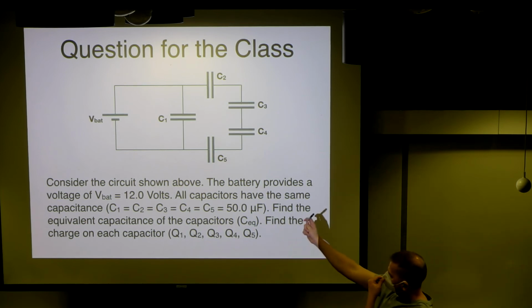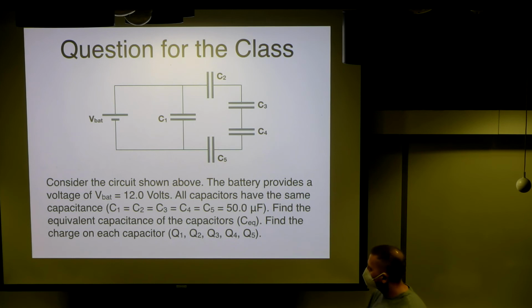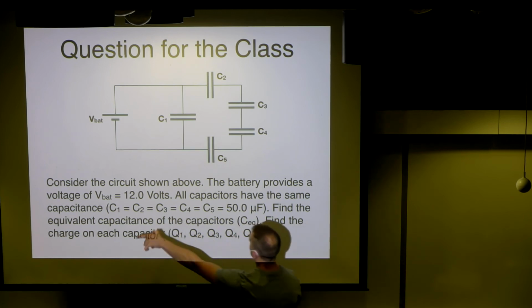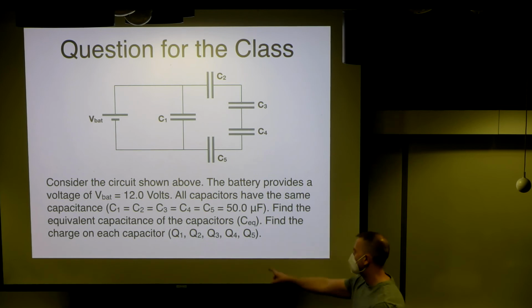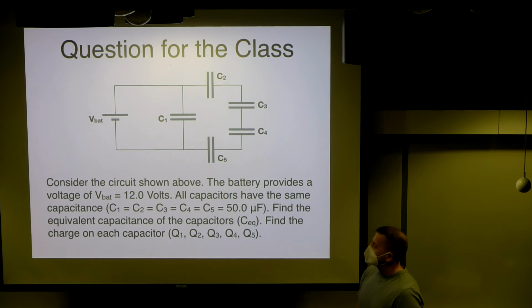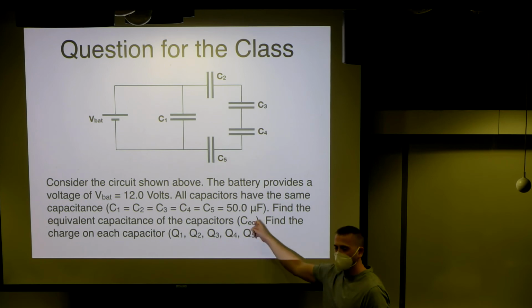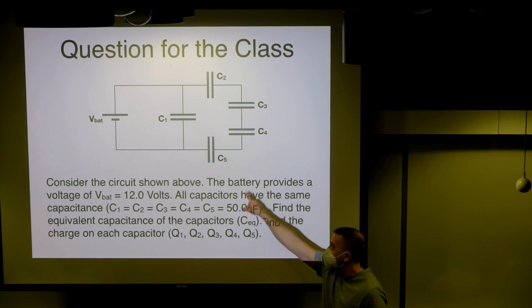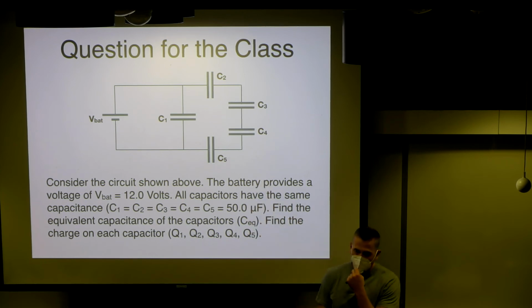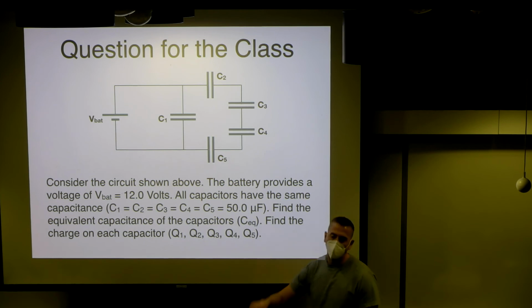Here we have a battery that provides a voltage of 12 volts to our circuit. All the capacitors are identical. They all have the same C value of 550 microfarads. So we're going to do a couple things. First, we're going to find the equivalent capacitance of this set of 5 capacitors here. And then we're going to find the charge on each one.